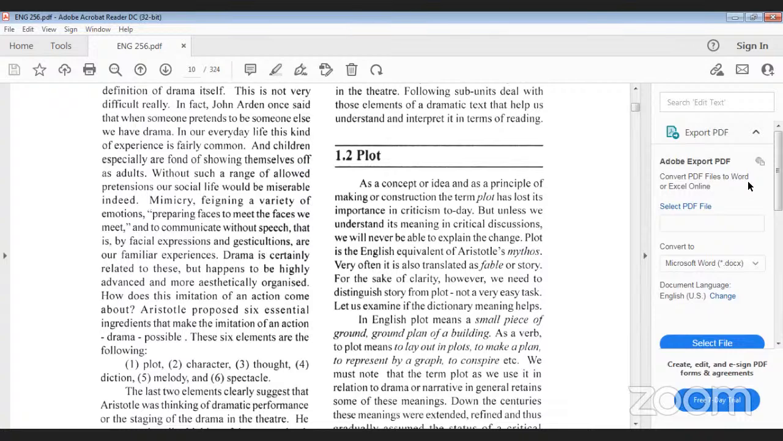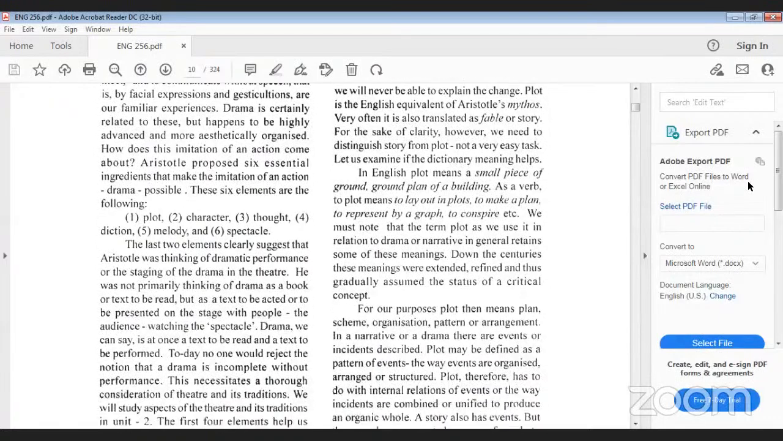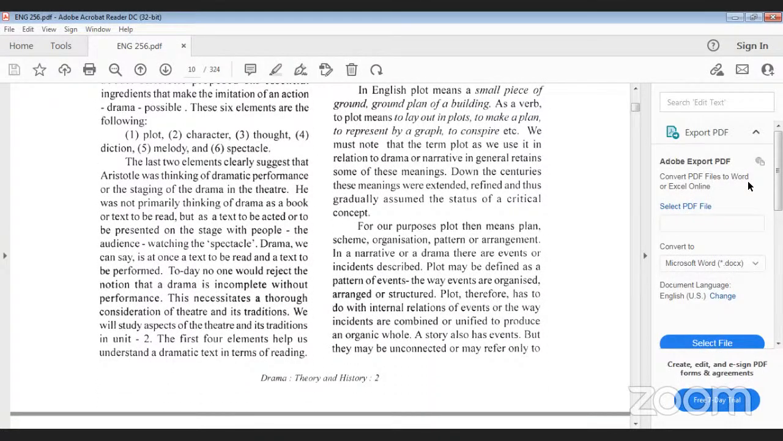In English, plot means a small piece of ground, a plan of a building. As a verb, to plot means to lay out in plots, to make a plan, to represent by a graph, to conspire, etc. We must note that the term plot, as we use it in relation to drama or narrative, in general retains some of these meanings down the centuries. These meanings were extended, refined, and thus gradually assumed the status of a critical concept. For our purpose, plot then means plan, scheme, organization, pattern, or arrangement.